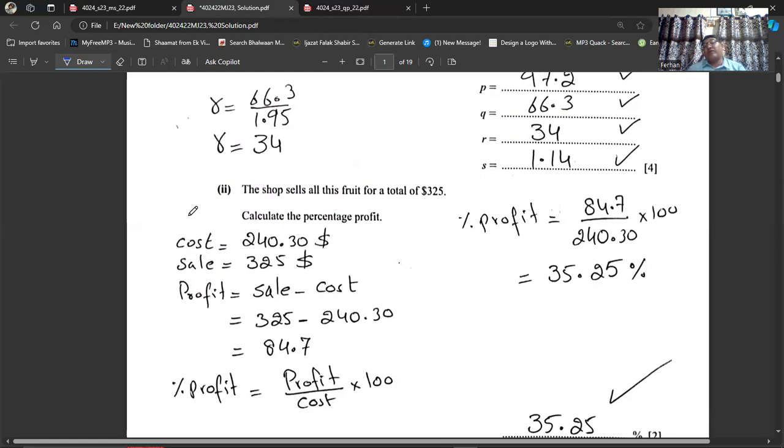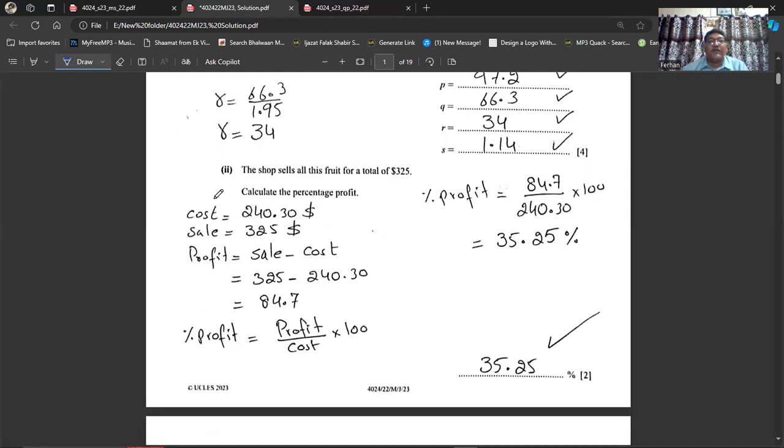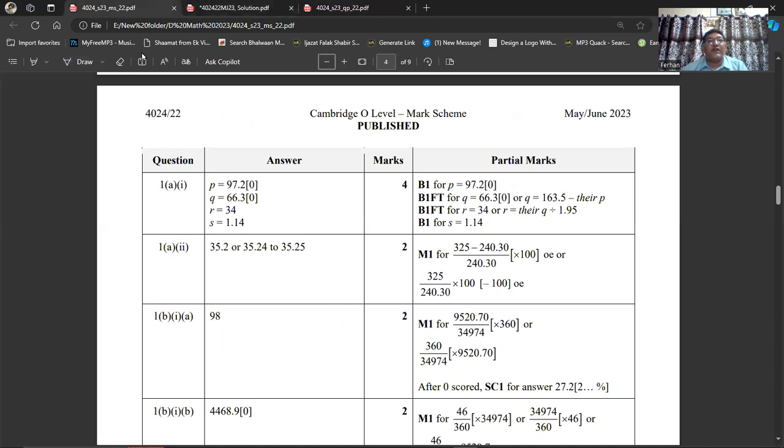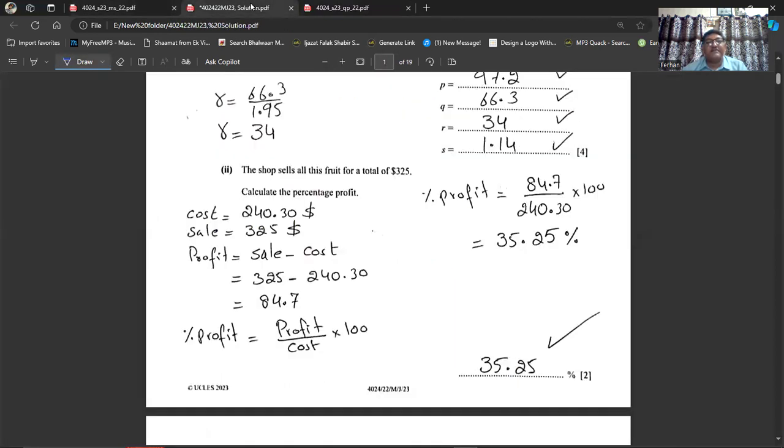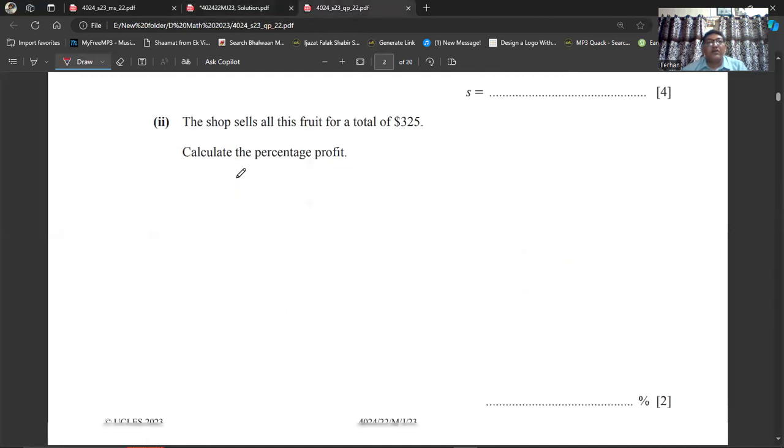So the percent profit is the profit divided by cost multiplied by 100. So the percent profit will be 84.7 divided by 240.30 multiplied by 100. So this is 35.25%. So the percent profit is 35.25%. This is the right answer. This is the solution.